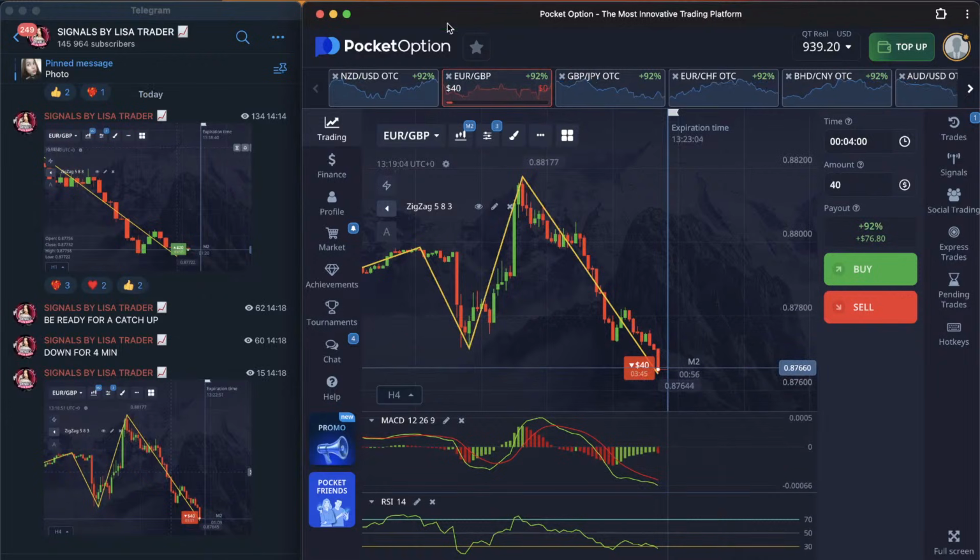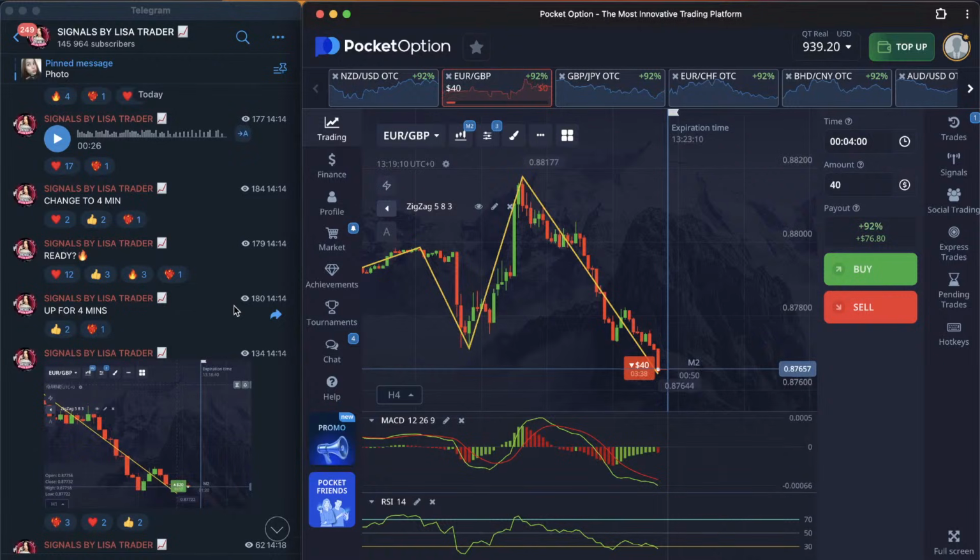And I understand that for everybody it's pretty difficult to change the currency pairs every time, and while we wait for everybody to change it, it also takes a lot of time. So here we open a trade as well, and I'm gonna do the voice message.